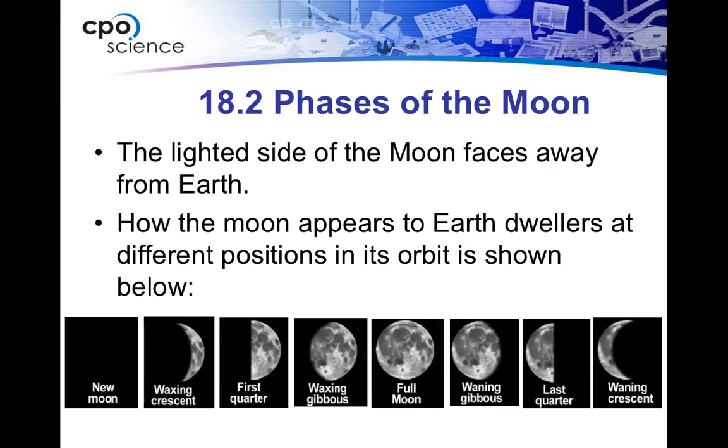The lighted side of the moon faces away from the Earth. However, the moon appears to Earth dwellers in a different position as it orbits. So once again, all these rotations give us these cycles and these phases of the moon.